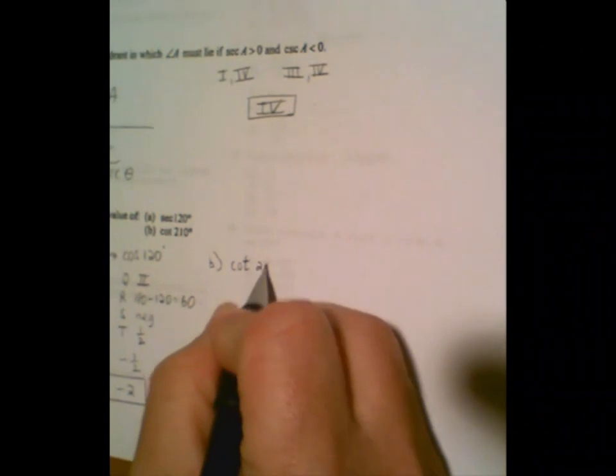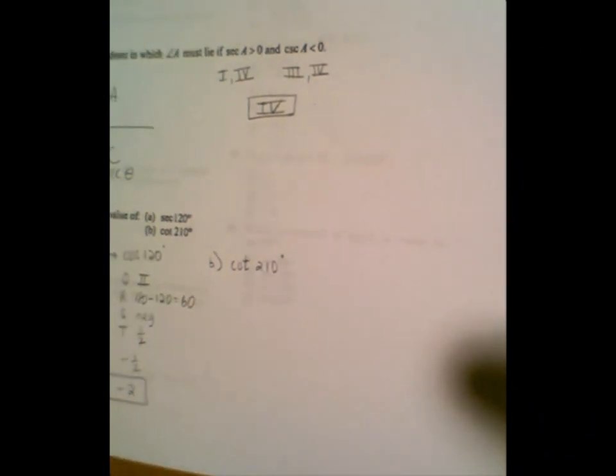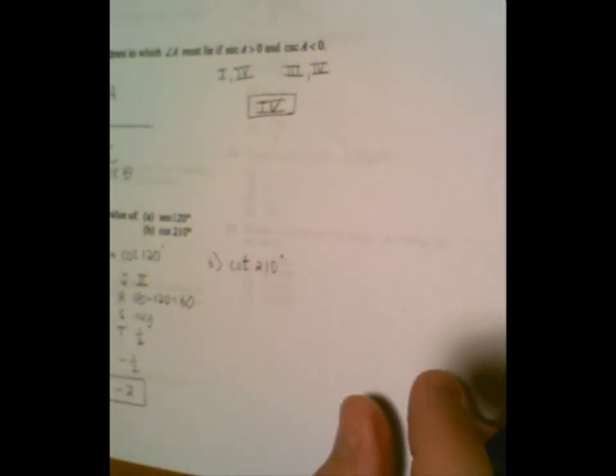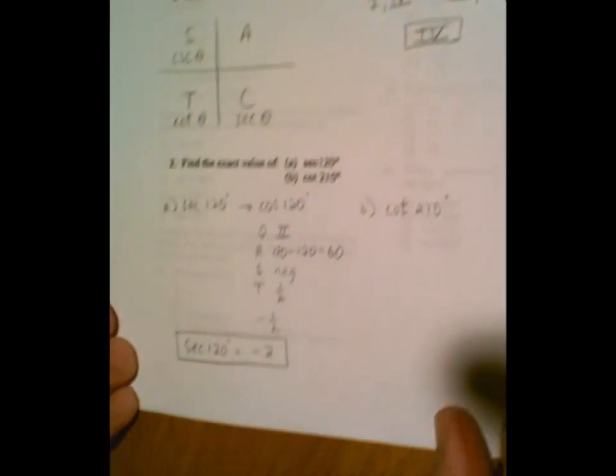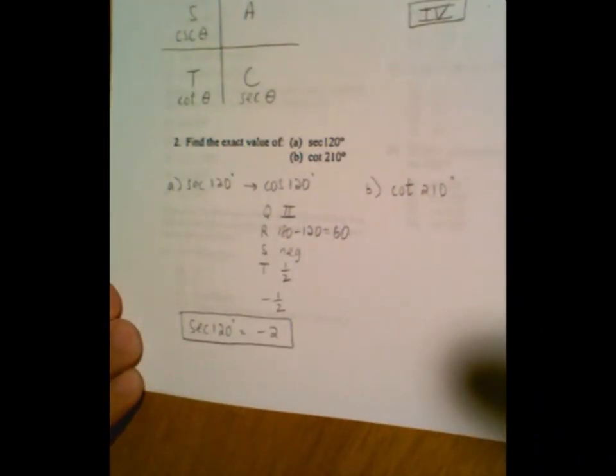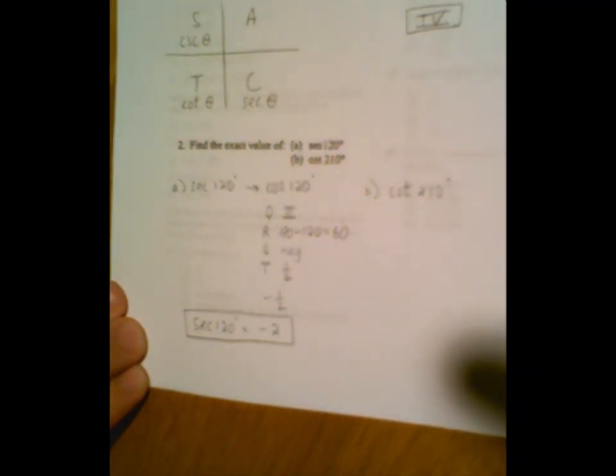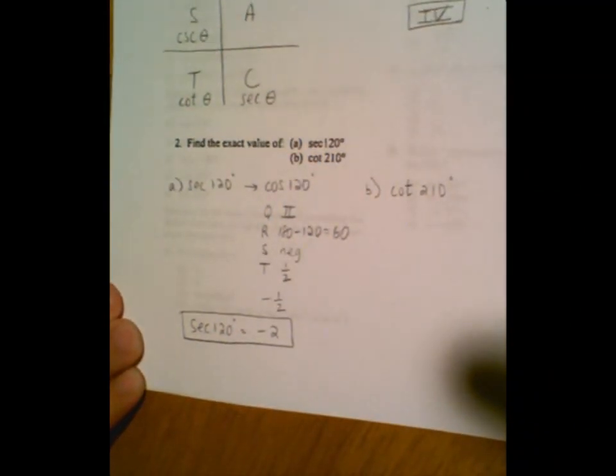B, the cotangent of 210 degrees. Cotangent is the reciprocal of tangent. And by the way, if you want to look a little more at the previous one, I might have taken it away too quickly. Sorry about that. You can pause it. You can take a picture of it, but pausing is really easy.